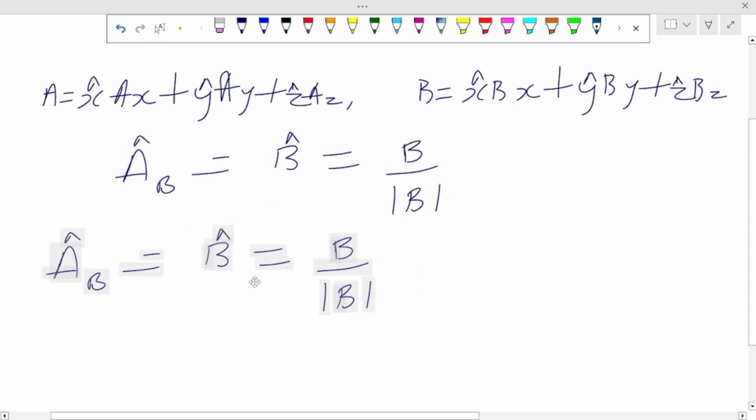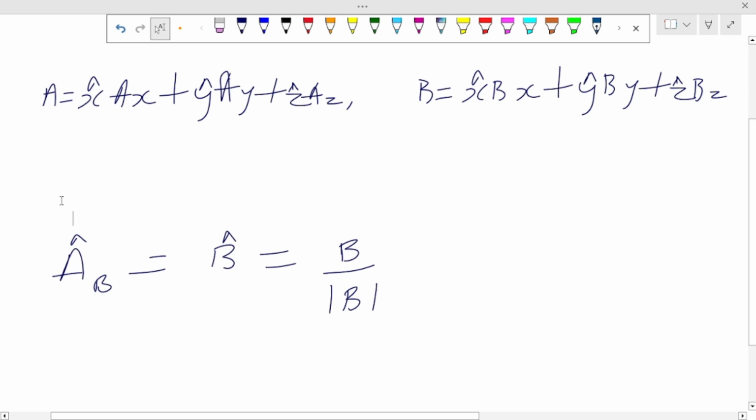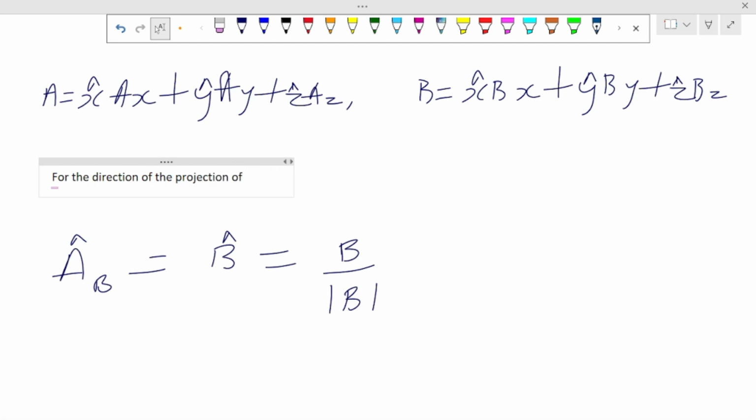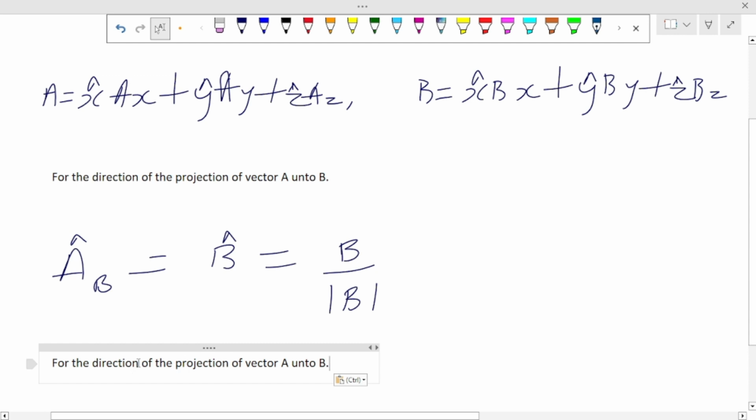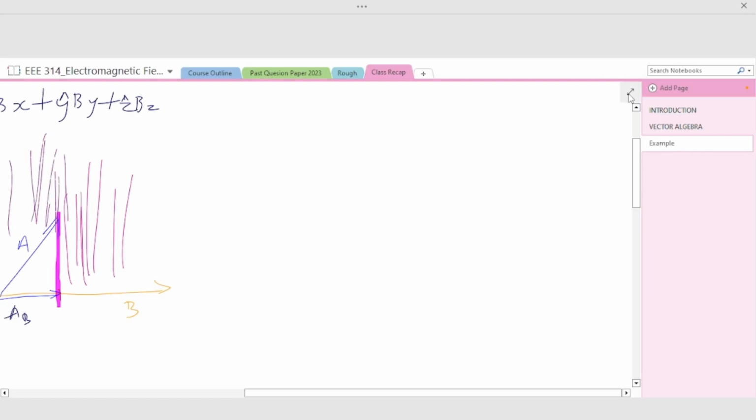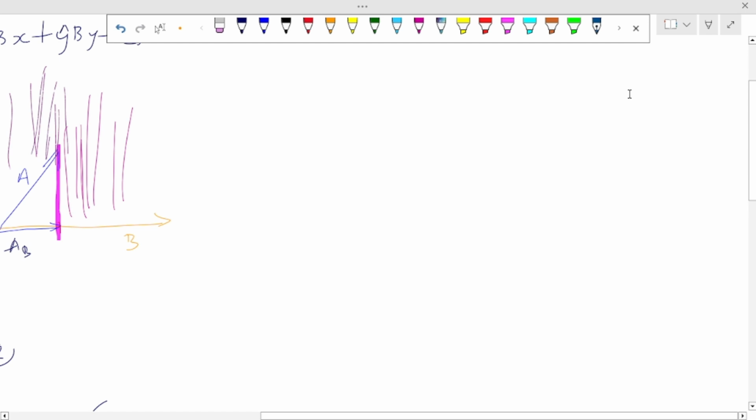Bring this down. Okay, so for the direction of the projection of vector A onto B, that's for the direction. Then for the magnitude, remember we said magnitude is just the size or length.